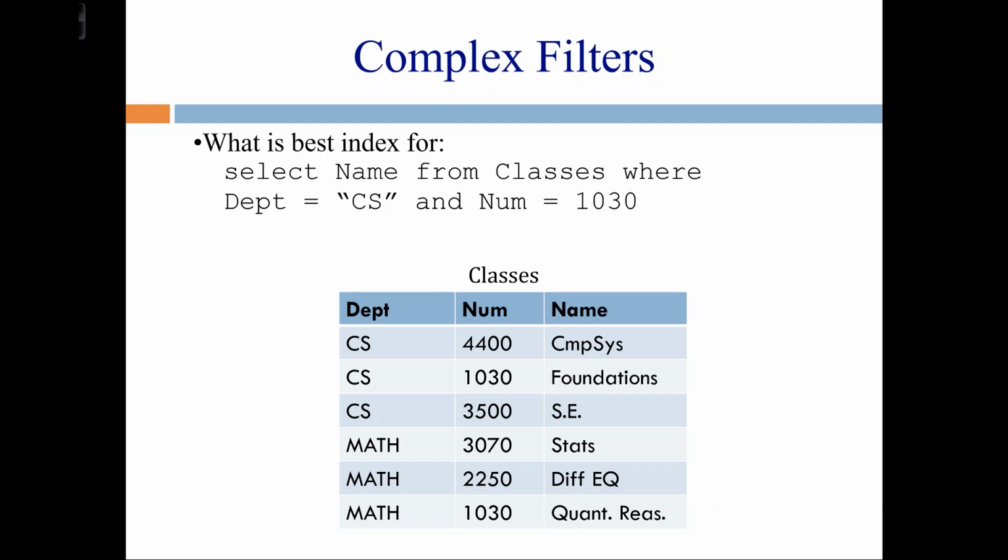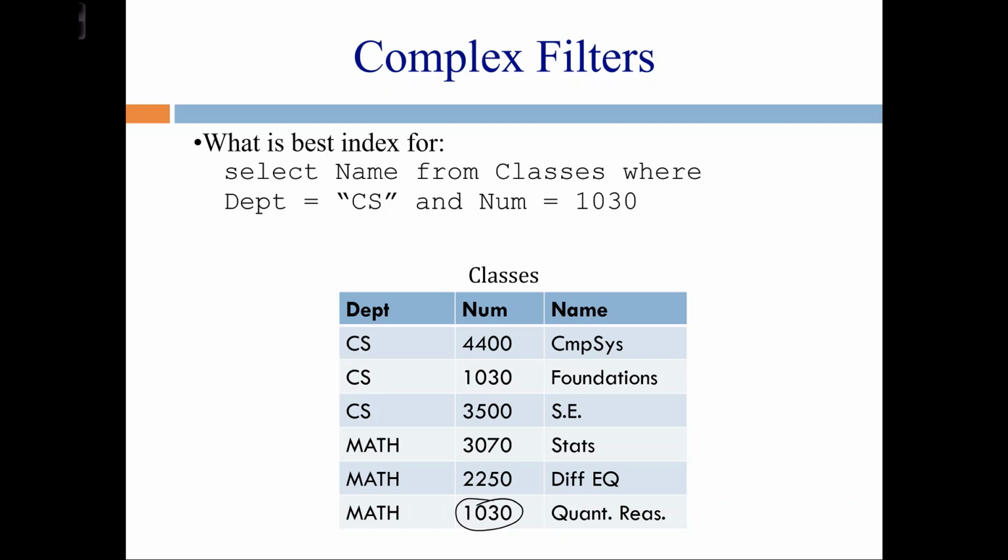Well, you could try putting an index on department, and that would let you quickly find all of the CS classes, but then you'd still have to do a linear scan through all of those to find the ones that match the number 1030. So you don't know what order they are in within there. What if you put an index on class number? Well, it would let you quickly find all of the 1030s, but there are more than one of them. And there might be lots of them, and then you would still need to go through and look at all of those results to find the one that also is CS.